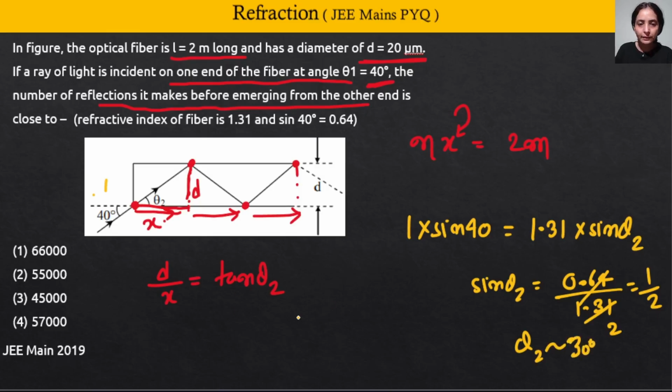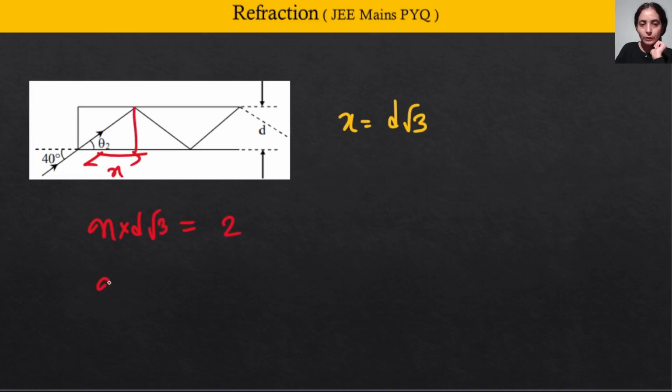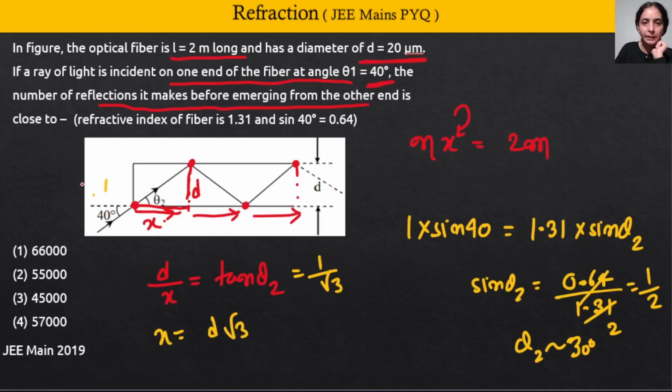Done it? And if it is 30 degree, in that case x will be equal to how much? Because tan 30 will become 1 by root 3, right? So x will be d root 3. Done it? So x is d root 3. Now let us put in the values. This one was x. So this is d root 3, and we know that n into x, so n into d root 3, is equal to how much? 2 meter.